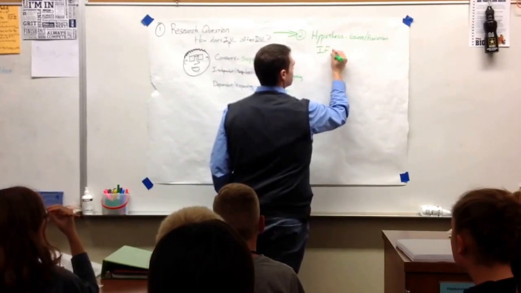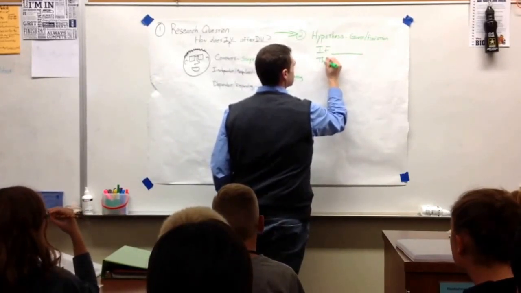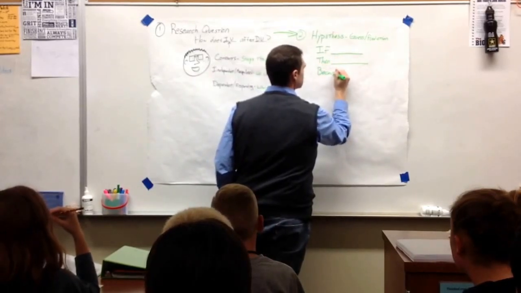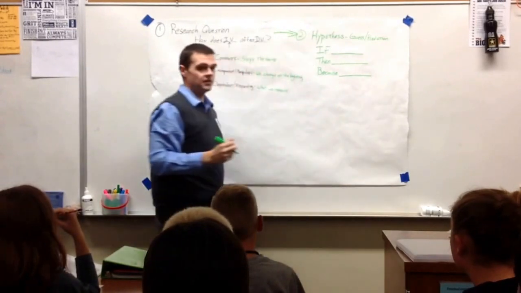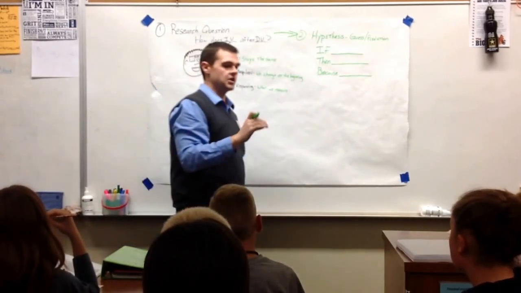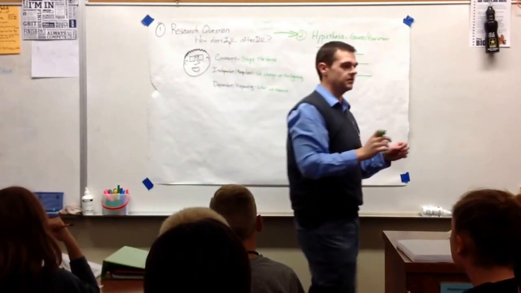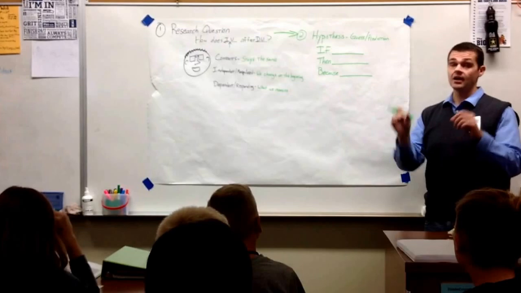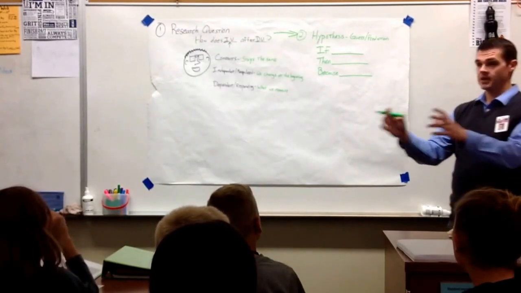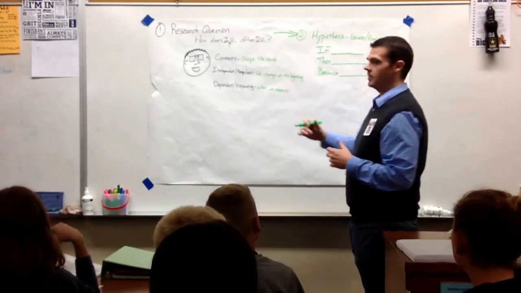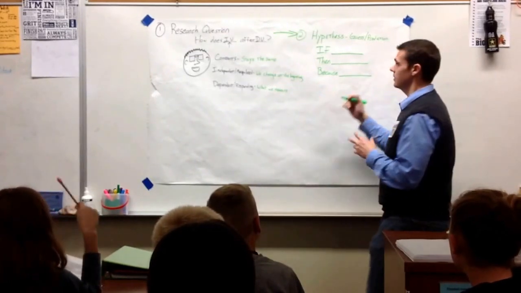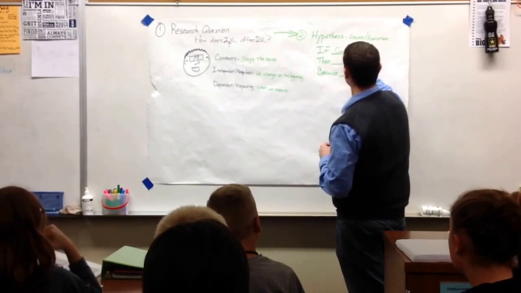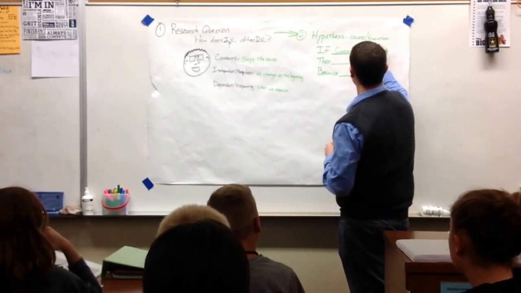If, then, and because. After the if, we talk about the independent variable. We talk about the state or the condition of the independent variable. In other words, what is it like at that time? So we could say something like, if we use heavier paper, and then we go on to talk about it. So we talk about the condition of the independent variable.